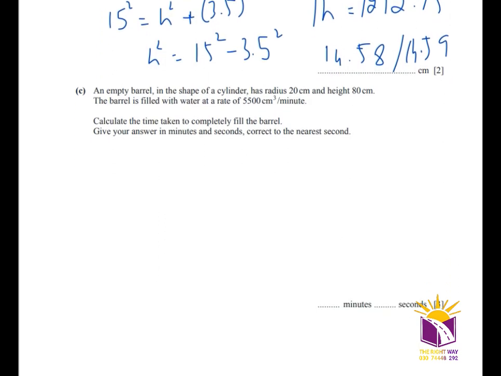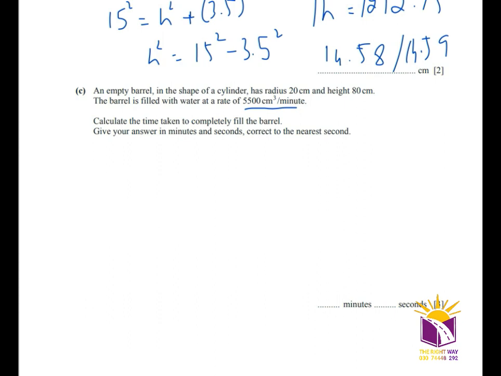An empty barrel in the shape of a cylinder has a radius 20 centimeter and height 80 centimeter. The barrel is filled with water at a rate of 5500 centimeter cube per minute. Calculate the time taken to fill the barrel. Give your answer in minutes and seconds, correct to the nearest second.